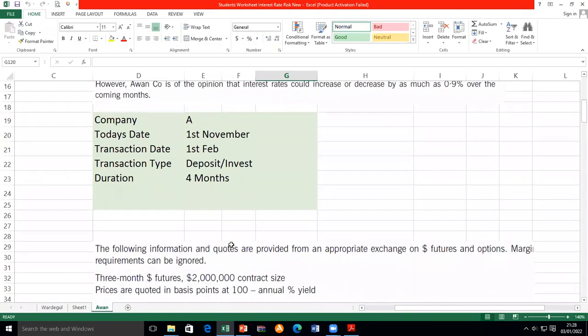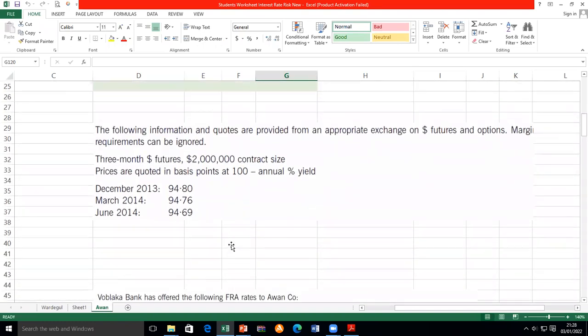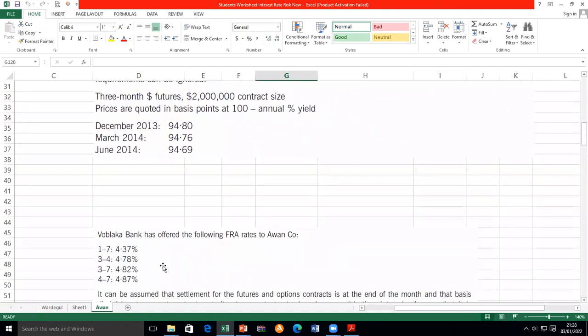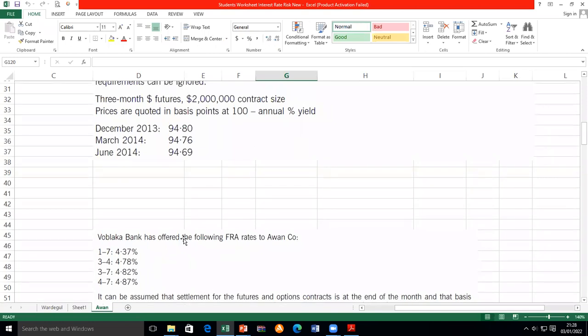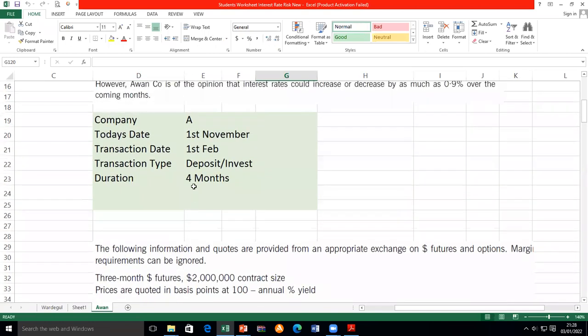So then, when it comes to an FRA, which FRA are we going to pick here? How long is our transaction from now? From 1st November to 1st February. How long is it from now? Can you count, please? 1st November to 1st February. 3 months. Are we all happy with the 3 months?